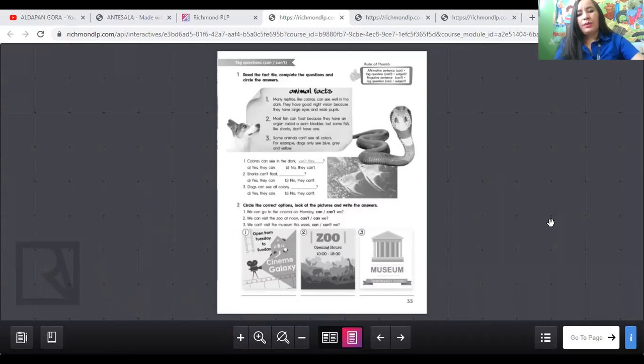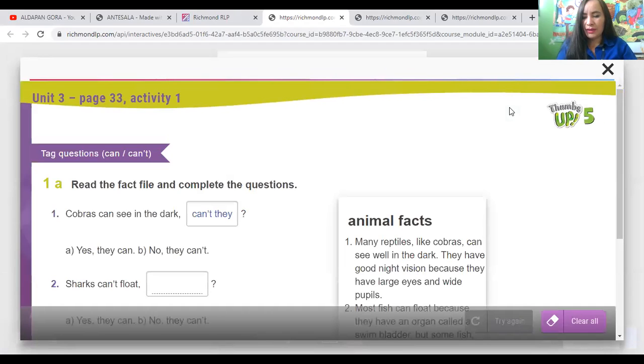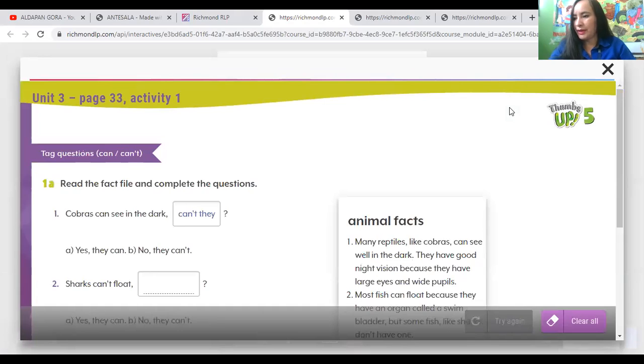Well, we're gonna finish our class with this page. This is page number 33. According to page number 32, this is the same. We're talking about equations, and this time, can and can't. I'm gonna show you right now the activity. And with this, we're gonna finish, right? Well, read the fact file and complete the equations.